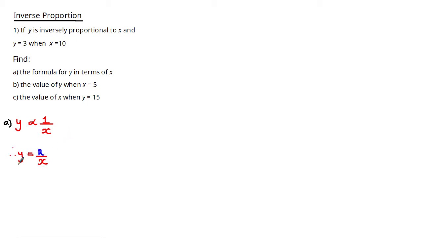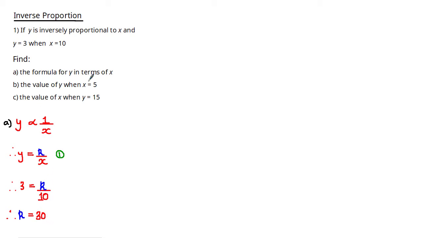And therefore, y is equal to k divided by x, where k is our constant of proportionality to be found. And we can call this equation equation 1. Given the fact that y is equal to 3 when x is equal to 10, we can sub these values into equation 1 as follows to get that 3 is equal to k over 10. And multiplying both sides of the equation by 10, we get that k, our constant, is equal to 30.